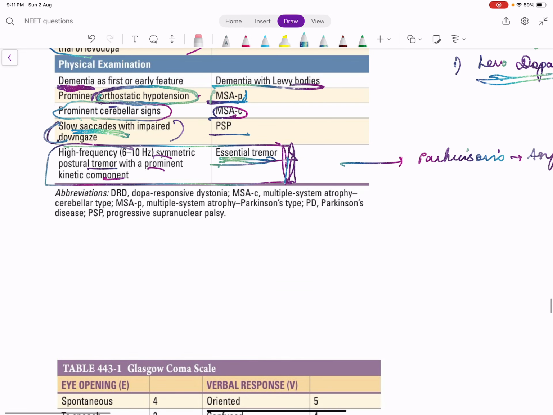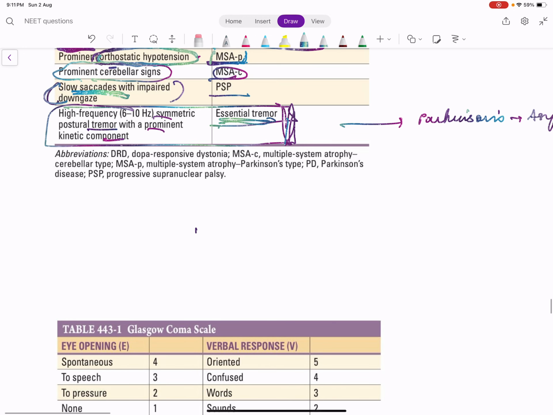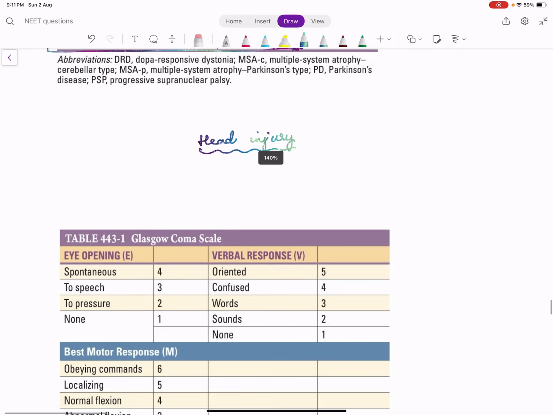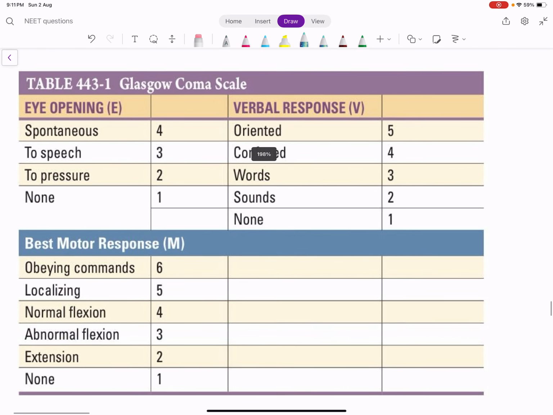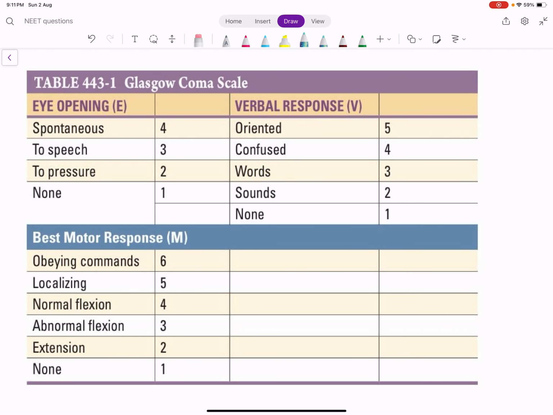Okay, so now we will discuss head injury. We have finished the common neurodegenerative disorders. Now coming to head injury. Whenever we think of head injury, just remember the coma scale, the Glasgow Coma Scale. It has 3 components.